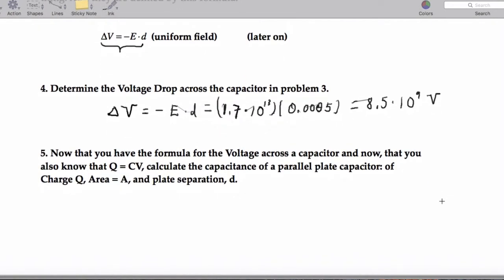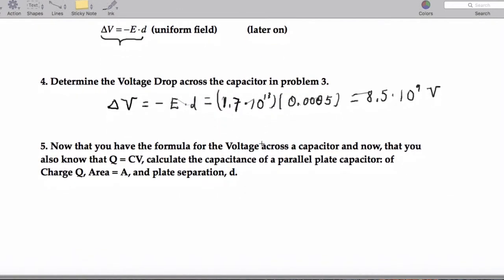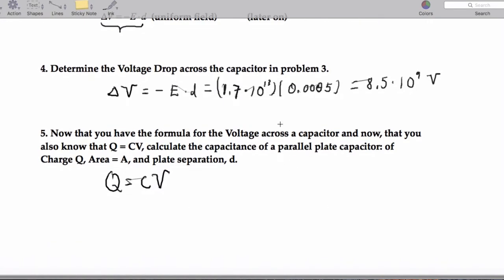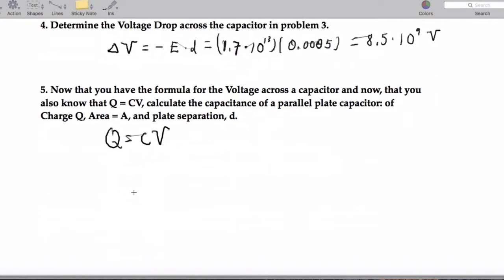All right. Now here's an interesting thing. We have the formula for the voltage across the capacitor, and we know that Q equals C times V. So what we're going to do is come up with the formula for the capacitance of a parallel plate capacitor. In other words, Q equals CV, and we've always accepted this as a number. But what we're going to do is come up with what C is in terms of the physical structure of the capacitor. So it turns out capacitance itself depends on the shape of a capacitor. And we're going to come up with a formula that describes the capacitance of a specific capacitor, in this case the parallel plate one.